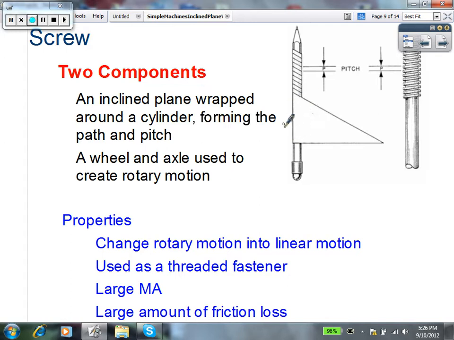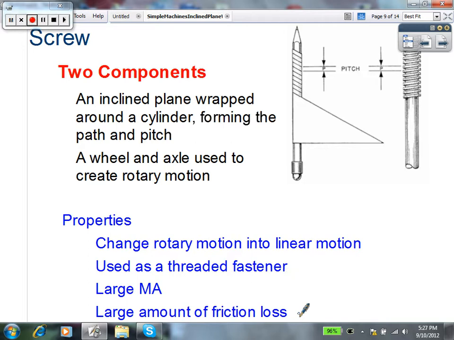Now, if you think about how a screw operates, we rotate the screw, and as you rotate it, it goes into material, going down or up, so it's a linear motion created by turning, a rotary motion. So a screw allows you to change from a rotary motion, turning around, into a linear motion. As it's turning around, it pushes down into the material. We use it as a threaded fastener, so it can join two objects together. It has a very large mechanical advantage.